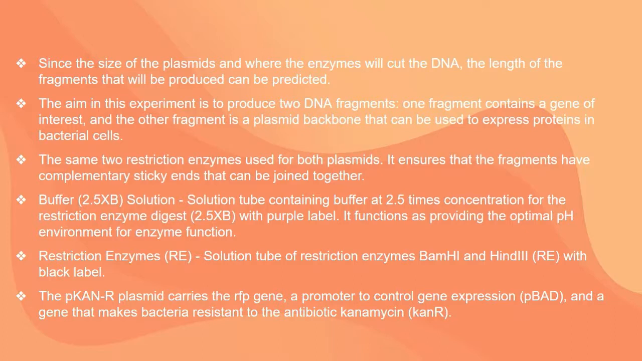The aim of the experiment is to produce two DNA fragments. One fragment contains a gene of interest and the other fragment is the plasmid backbone that can be used to express protein in bacterial cells. The same two restriction enzymes are used for both plasmids. This ensures that the fragments have complementary sticky ends that can be joined together.